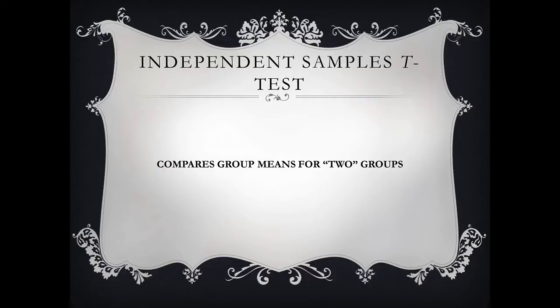And the purpose of the independent samples t-test is to compare group means for 2 groups. In other words, if we have 2 groups and we get the average score for each of these groups, we want to compare them to see if they are statistically significantly different. Let's look at an example.